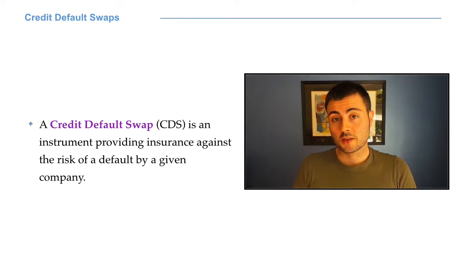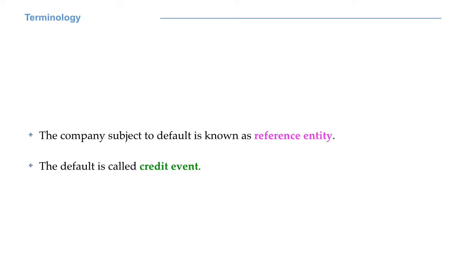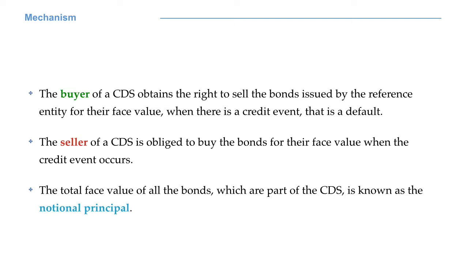Okay, so let's start. When we consider a CDS, the company subject to default is known as the reference entity, and its default is the so-called credit event. The buyer of a CDS buys the right to sell the bonds issued by the reference entity for their face value if the reference entity defaults. The seller of a CDS is obliged to buy the bonds for their face value when the credit event occurs.